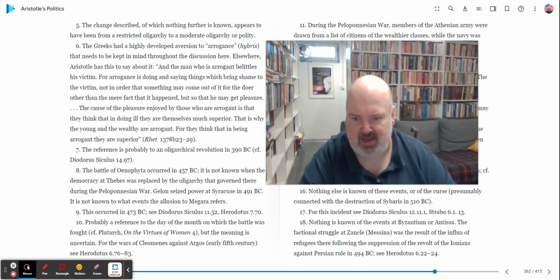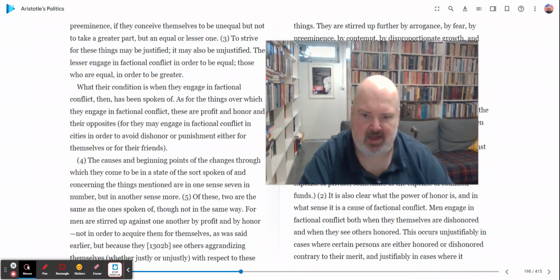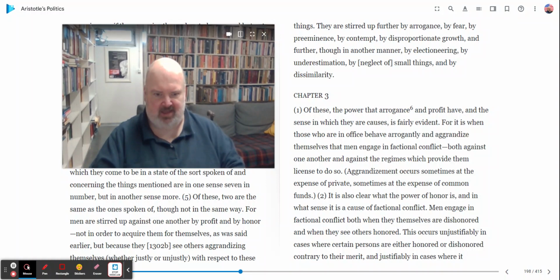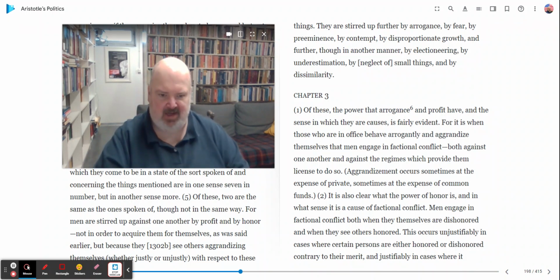That is why the young and the wealthy are arrogant, for they think that in being arrogant they are superior. So this is why Aristotle is talking about arrogance, right? Arrogance and aggrandizement is so huge, so important. Aggrandizement, right? That clause, right?